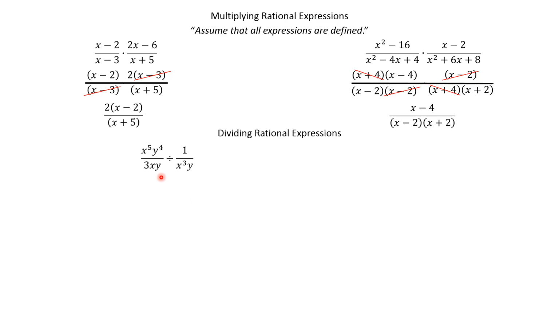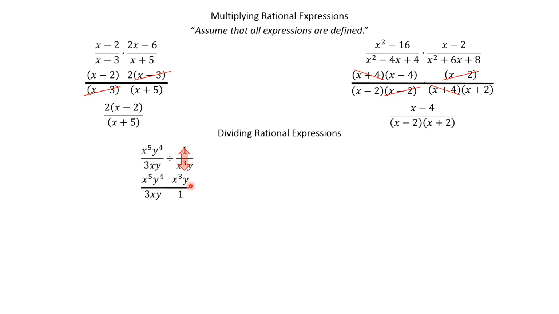But how do we divide? To divide fractions, we take the one after the division sign. We're going to flip it upside down and multiply. So notice this one's the same. Then we just flip this one upside down. Then we can multiply. At this point, you could cancel things. Like, hey, we have a y and a y.